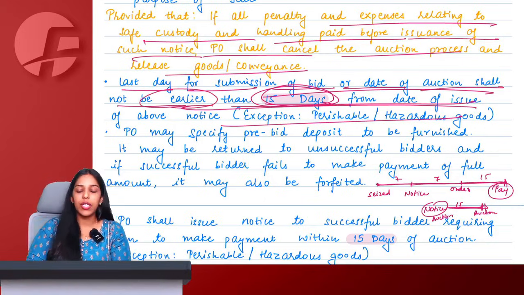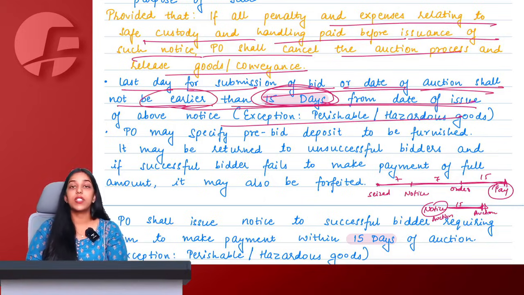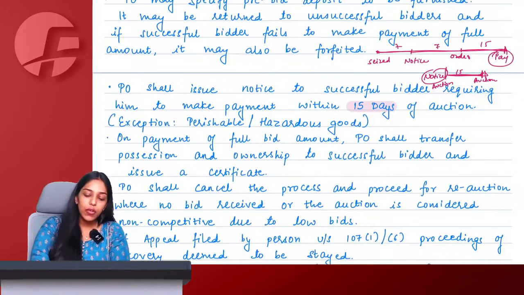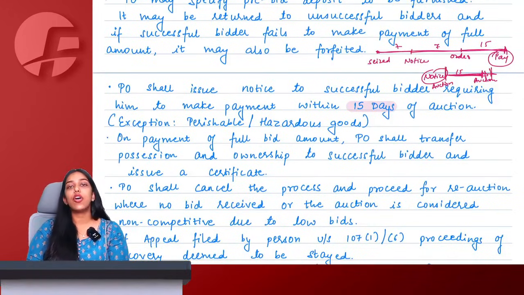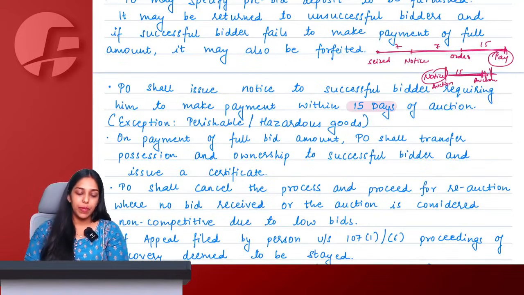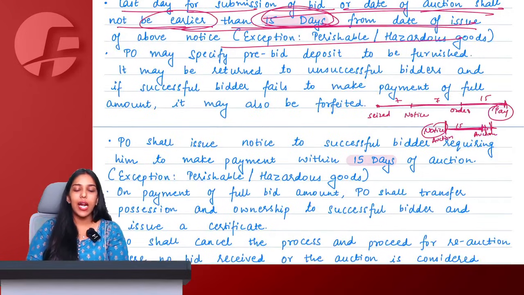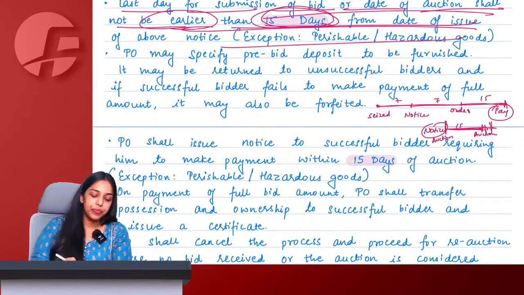So now, the last day for submission of bid or the date of auction shall not be earlier than 15 days from the issue of the above notice. We are saying at least 15 days. It could be more, it could be 20, 25, but at least 15 days' time you will have to give from the notice of auction till the date of actual auction so that people can submit their bids during this period. If the goods are perishable or hazardous, then of course less time can be allowed.